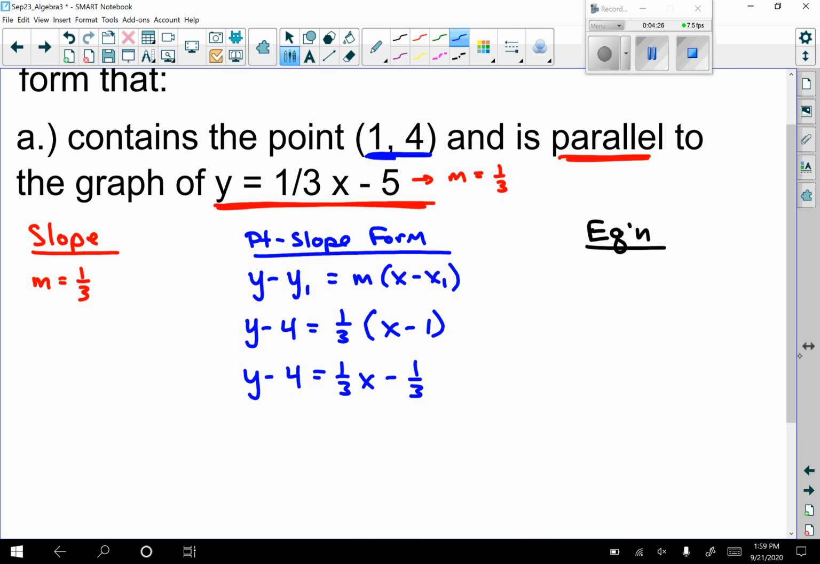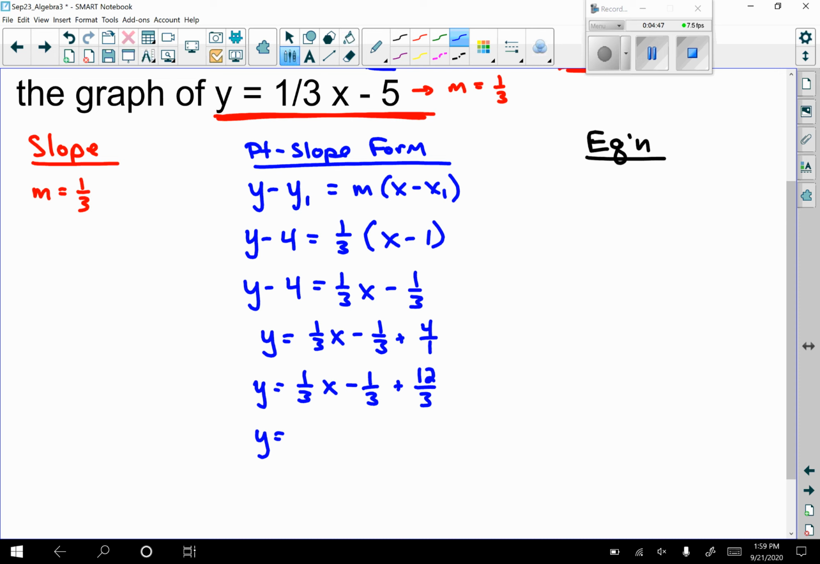But when I do this, I want to turn it into a common denominator. So first I'm going to write it like this, plus 4 over 1. And I know no matter what we're doing, working with fractions, we're going to encounter this type of a situation anywhere. So 4 over 1 becomes 12 over 3. So now I get y = 1/3 x, and this will give me plus 11/3. So there's my equation: y = 1/3 x + 11/3.